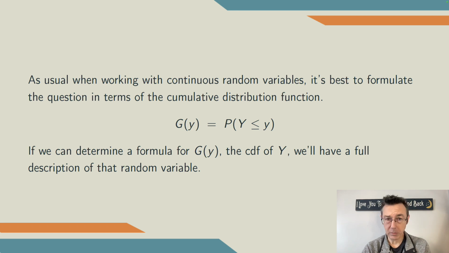When working with continuous random variables, we almost always want to formulate our questions in terms of the cumulative distribution function, the CDF. Let's call the CDF of y g of y, and that's equal to the probability of randomly getting a value from that distribution less than or equal to the specified value, little y. As a reminder, capital letters typically refer to random variables, lowercase letters are typically reserved for actual values that random variable might take. If we can determine a formula for g of y, for that CDF, then we'll have a full description of the random variable and we'll essentially be done. If we want the PDF, all we'll need to do is differentiate.